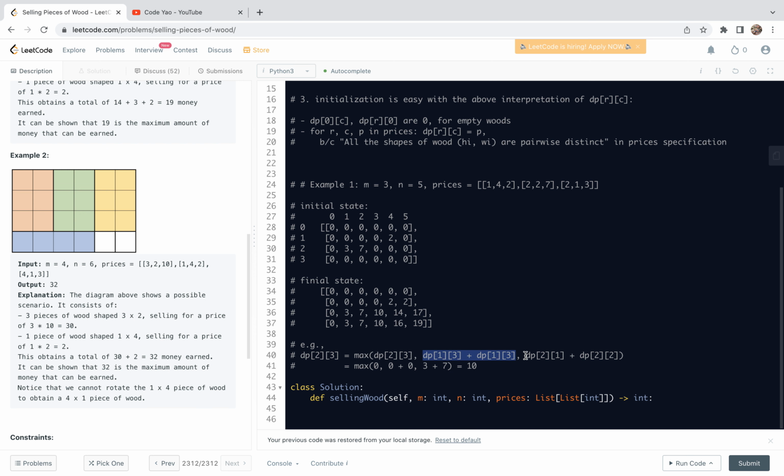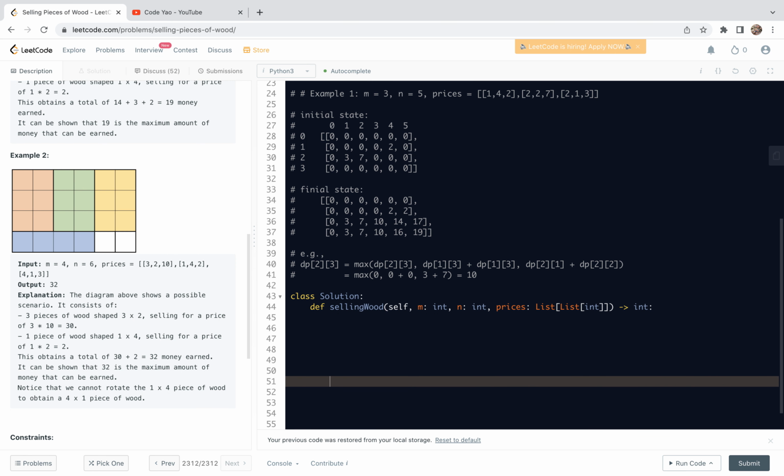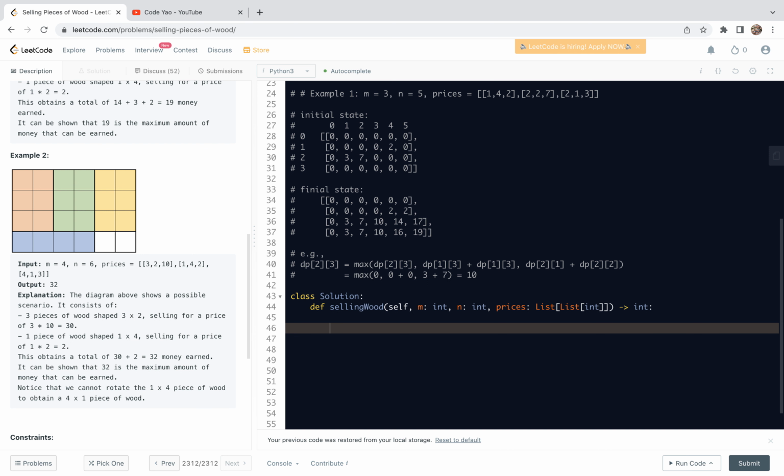So here I will give an example on how to update dp[2][3]. This one is the previous state. This is the horizontal cut. This is the vertical cut. Then the maximal is 10. So its state is 10. With that said, let's look at the code.